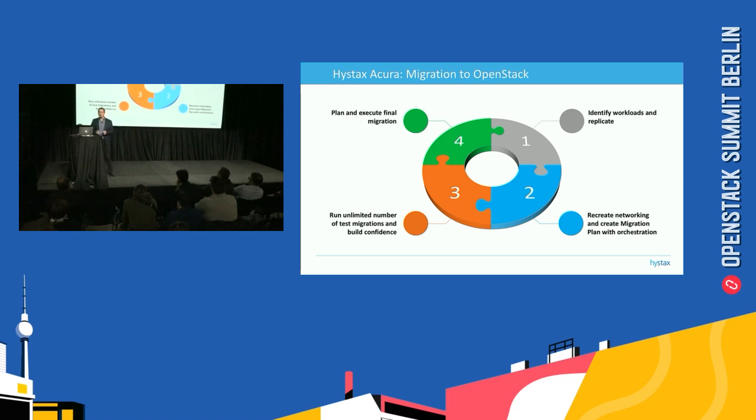And finally, when we have confidence, when we understand that the process is going correctly and we don't have any issues, we just plan and execute the final migration or cutover. We take the final incremental from the original environment and instantly boot workloads in an orchestrated way from the incremental taken, and switch DNS records and traffic to the target cloud, to OpenStack.